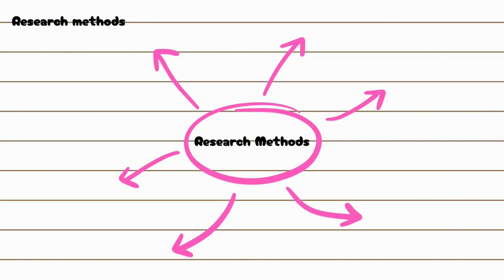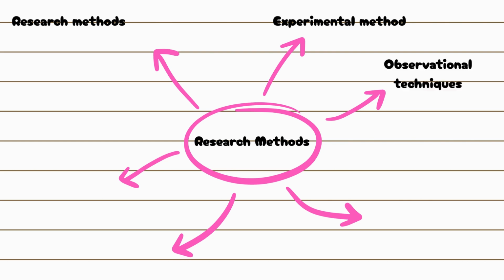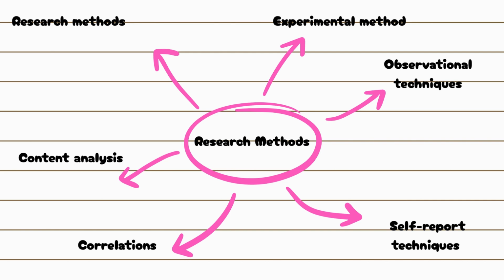You must know experimental method, types of experiment, laboratory and field experiments, natural and quasi-experiments, observational techniques, types of observation, naturalistic and controlled observation, covert and overt observation, participant and non-participant observation, self-report techniques, questionnaires, interviews, structured and unstructured, correlations, analysis of the relationship between covariables, the difference between correlations and experiments, content analysis and case studies.